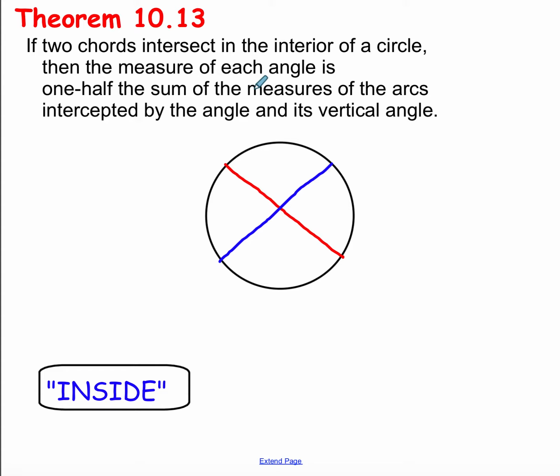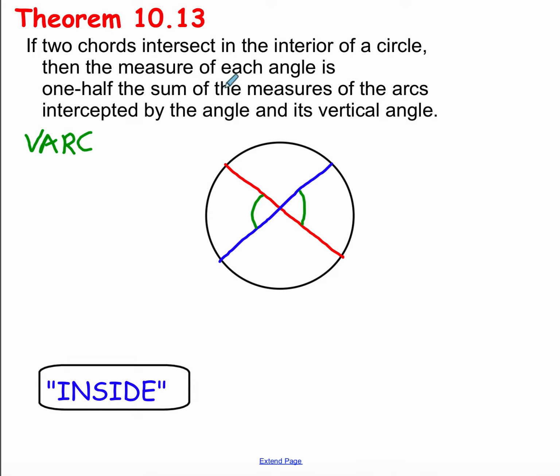Wow, that is a lot of words. It's a lot of language that we've used. Let's dissect this a little bit. So, two chords intersecting in the interior of the circle. That's what we have here. The measure of each angle. Okay, so we'll talk about just this angle and this angle here. Now, we know that those angles are vertical angles. And if you remember way back from semester 1, vertical angles are congruent. Always. Vertical angles are congruent. So these two angles must be congruent.